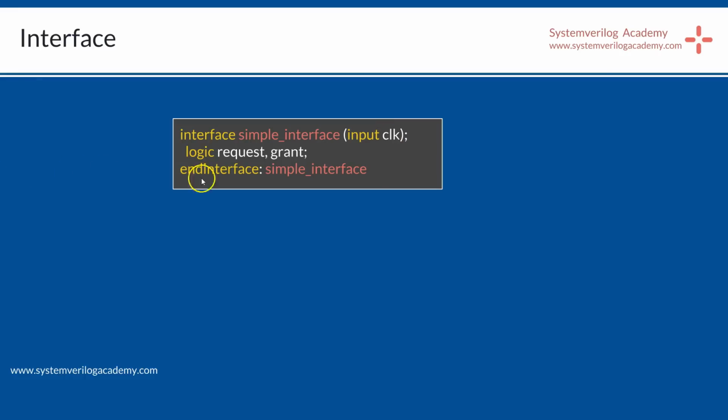Within the interface, request and grant are 2 variables that are bundled in the interface. Note that they are of type logic.